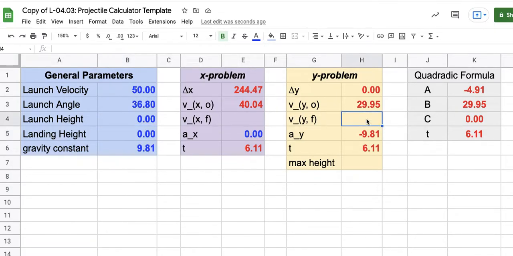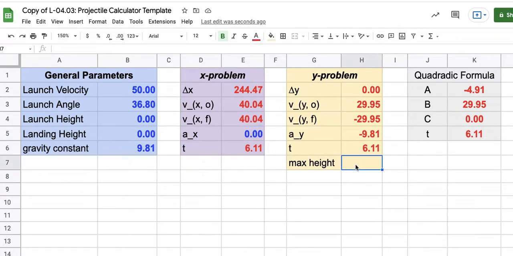To find the final velocity in the y direction, we take the initial velocity in the y direction, which is h3, plus the acceleration times the time. Okay? So that's one of our equations from Unit 1. The final velocity is the initial velocity plus the acceleration times the time. We do the same thing in the x direction. The final velocity in the x direction equals the initial velocity in the x direction plus the acceleration in the x direction times the time. And of course, if there's no acceleration in the x direction, the final and initial should be the same.